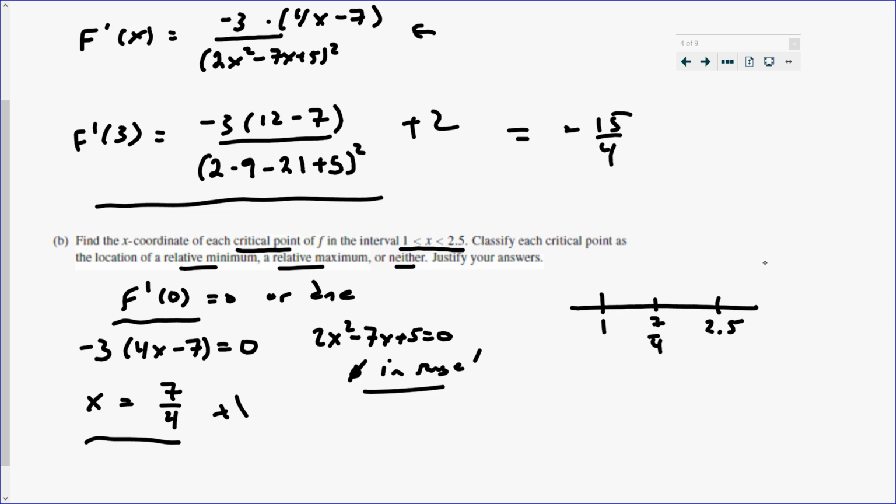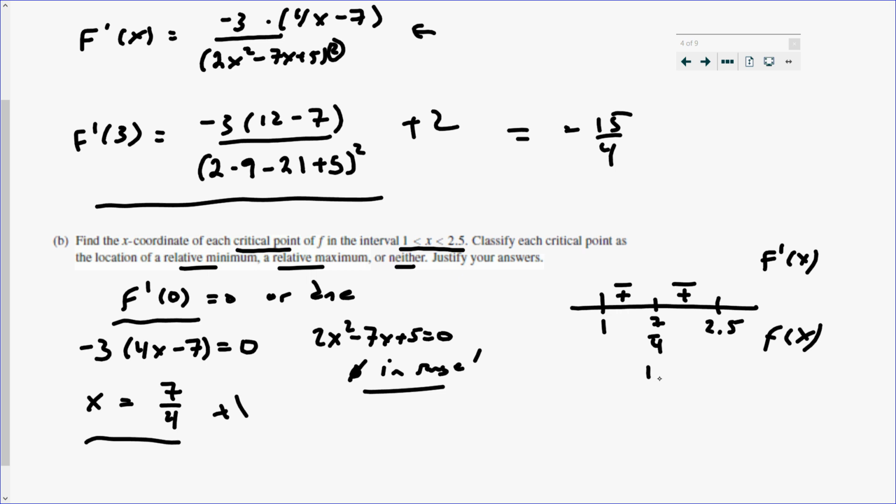Now, when we look at the derivative, f prime of x, we're lucky because the bottom of the derivative is always going to be positive. The bottom is always going to be positive because up here in the derivative, we're always squaring the bottom. So we only have to worry about the top. So if I pick a number between 1 and 7 over 4, what is 1 and 7 over 4?